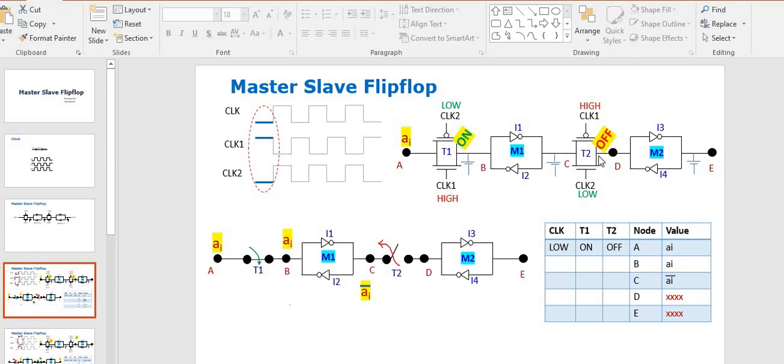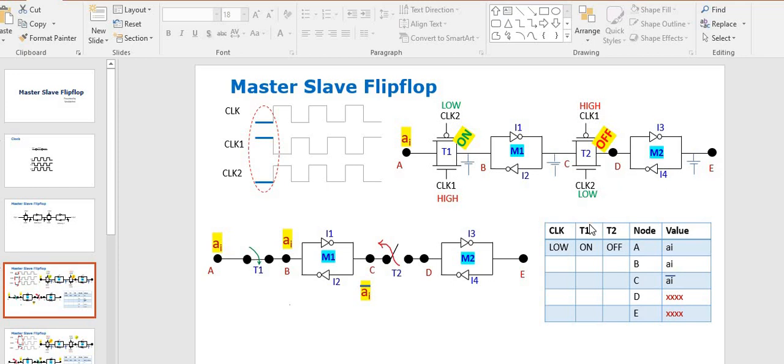Why is T2 off? Clock 2 is low, and here it is connected to an NMOS, so NMOS low means it will be off. For clock 1, it is on the PMOS transistor, and high means that PMOS transistor is off. So totally the T2 pass transistor is off.